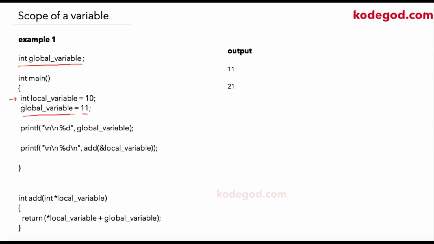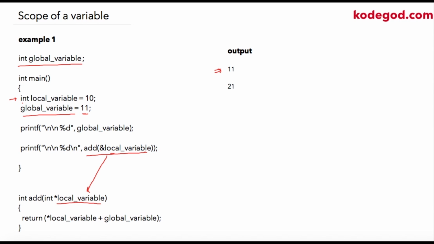So compiler will display 11 on the output screen. In the next line, I am calling addition function to which I am passing address of local variable to pointer local_variable. So this pointer is pointing to address of local variable, and then simply I'm returning value at address of local variable.